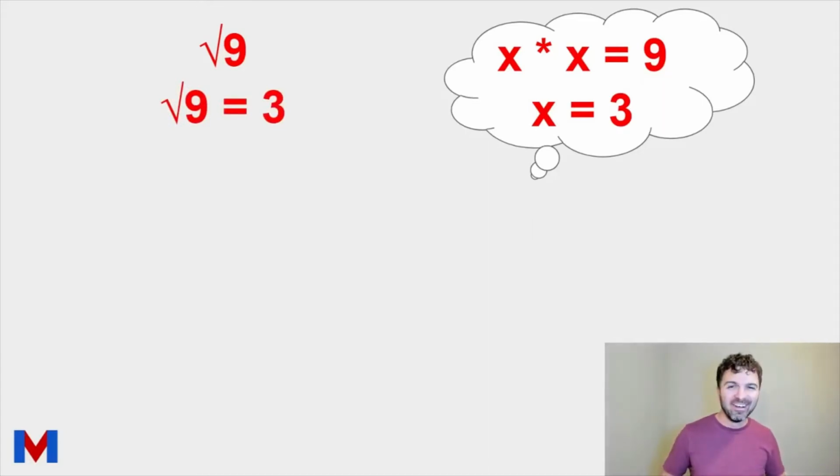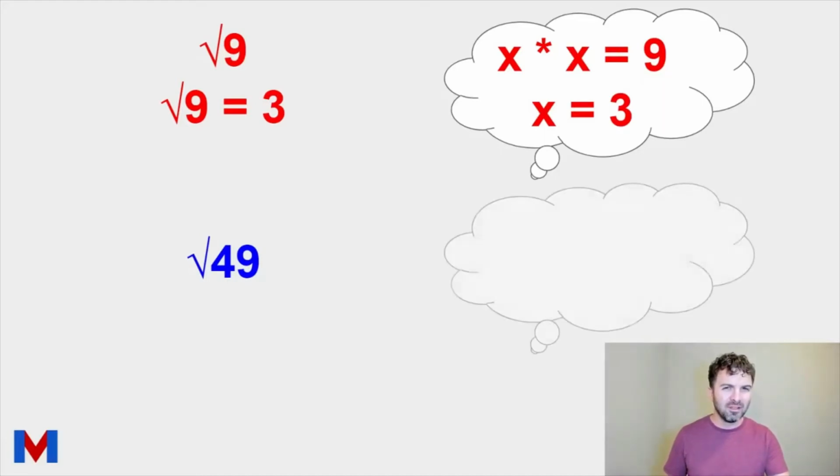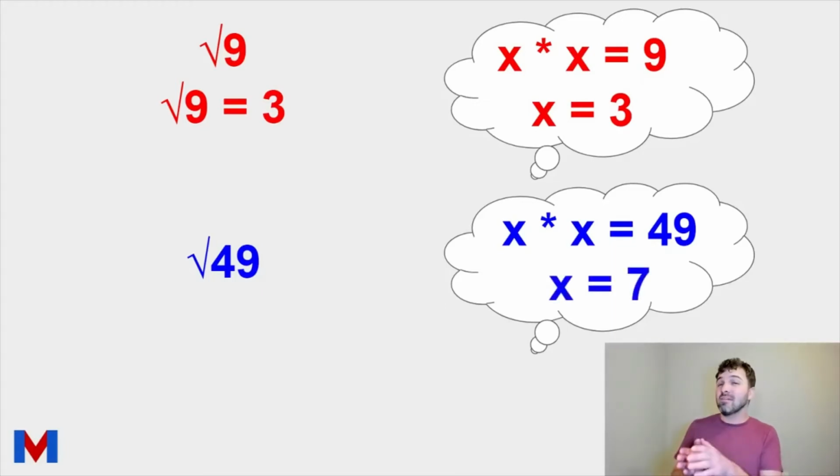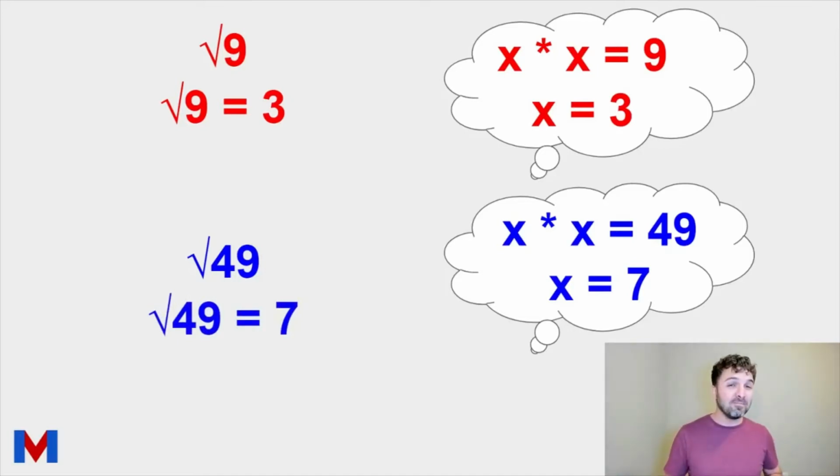Alright, let's try one that's a little bit more complex. Square root of 49. So think about it. What number times itself is 49? You may know this, maybe not. 7. Alright, so what's it saying? 7 times 7 is 49. If you don't believe me, check it on a calculator. So again, what we say is the square root of 49 is 7.